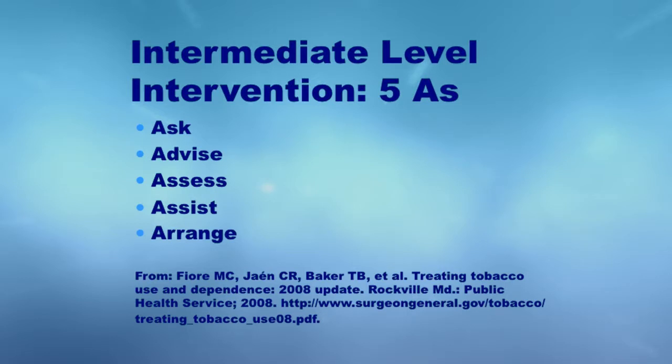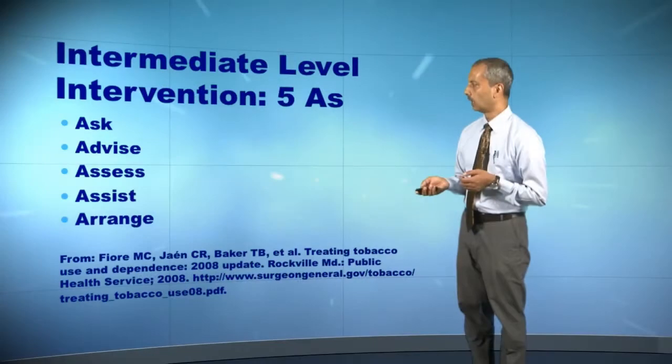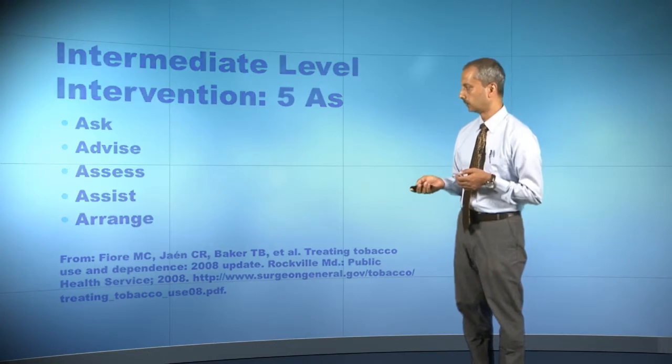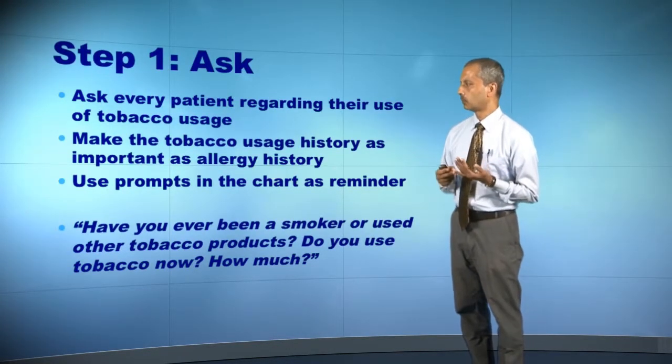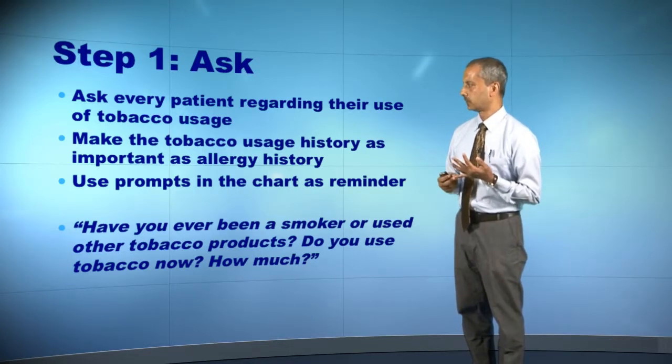So the 5 A's are ask, advise, assess, assist, and arrange. And I have given the reference for this, and you should look into this reference. So what is step 1? Step 1 is about asking. Ask every patient regarding their use of tobacco.